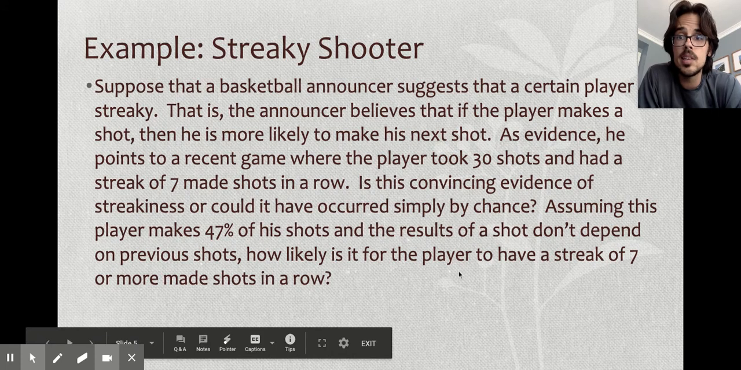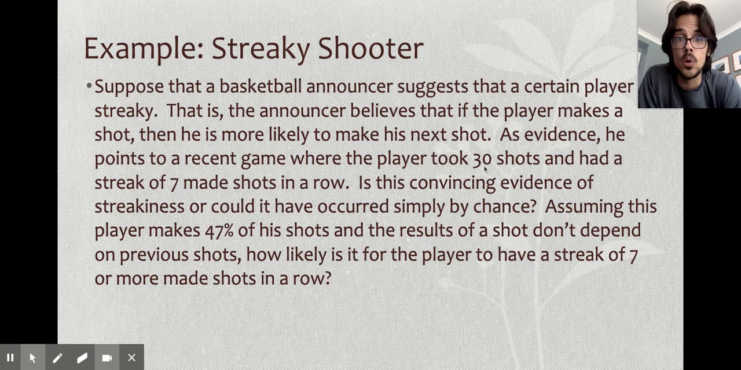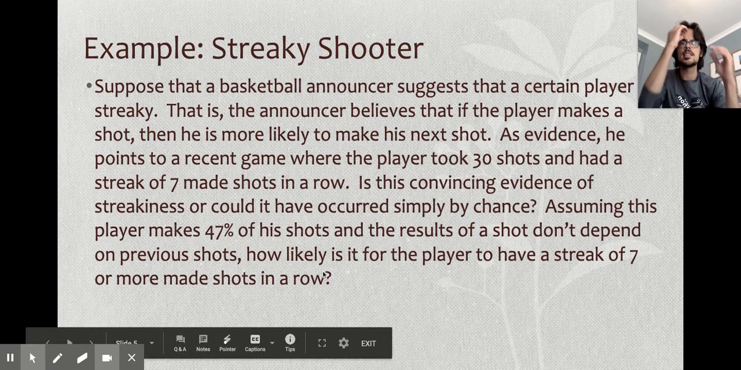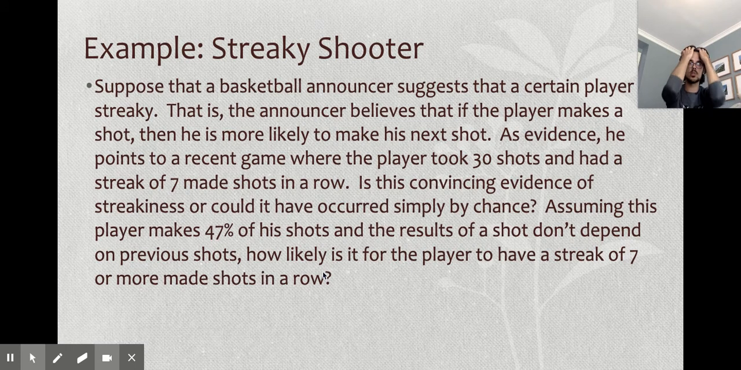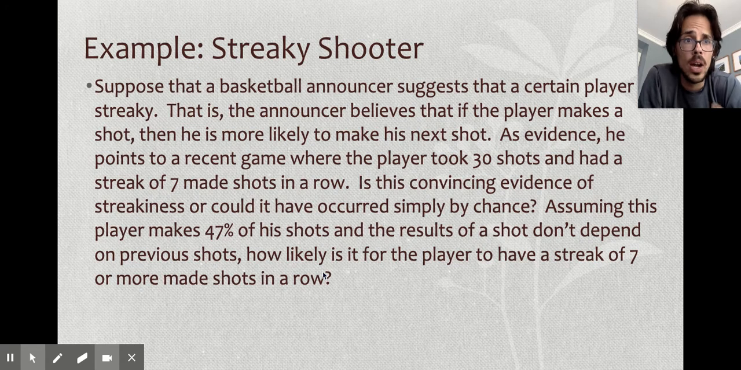So basically, this announcer is saying this guy is a streaky shooter because in 30 shots, he got 7 in a row. And that seems like a lot. That seems like a big deal, getting 7 in a row. The player makes 47% of their shots overall, but that's not why they're saying the person is streaky. They're streaky because they made 7 in a row out of a set of 30. So we want to figure out, is that a big deal? Could you be a 47% shooter and get 7 in a row in a set of 30 pretty easily? Or is that kind of hard to do?